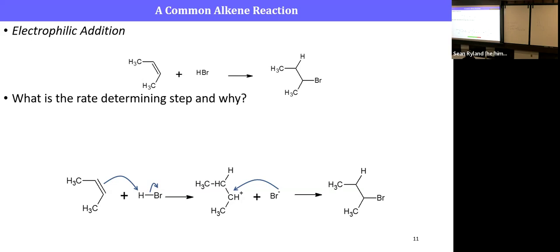So just like with substitution or elimination, when you go through that carbocation intermediate, you lose the stereochemistry. In this case, we never gain the stereochemistry. We started with something flat and we made something that's going to be a mixture of R and S.